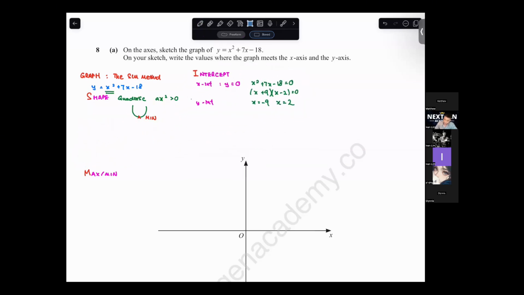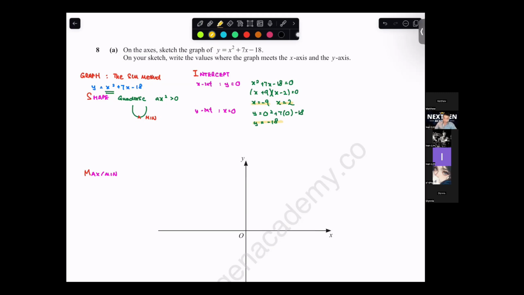The next one, I'm going to find my y-intercept. For the y-intercept, you just need to take the c value here, but you can show your working also. The y-intercept is when your x is equal to 0. So y equals to 0 squared plus 7 times 0 minus 18, y equals to negative 18. So these are the important points that you have to plot out on the graph: x equals to negative 9, x equals to 2, and y equals to negative 18.